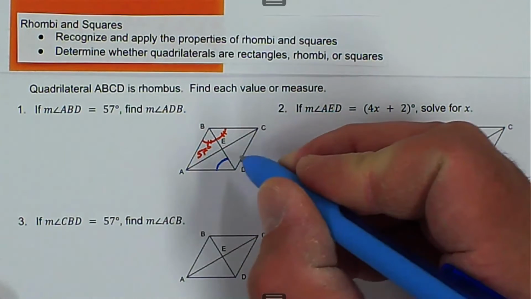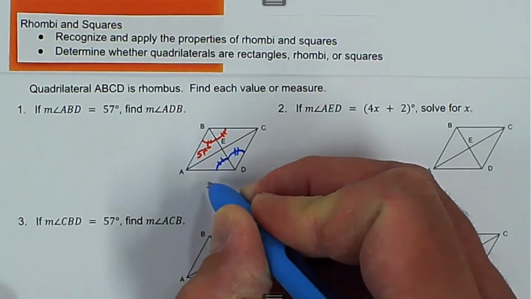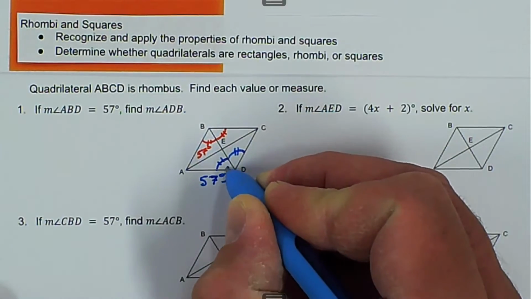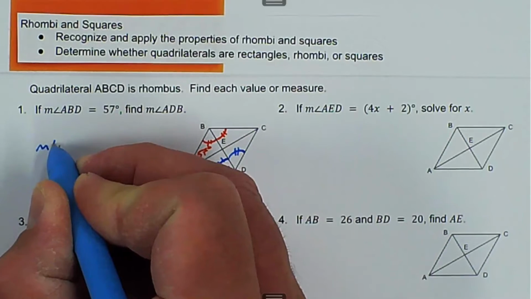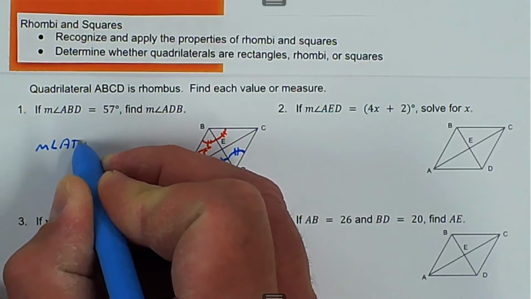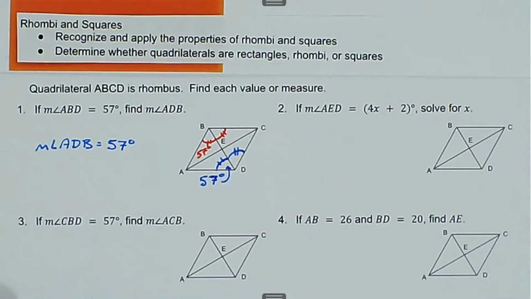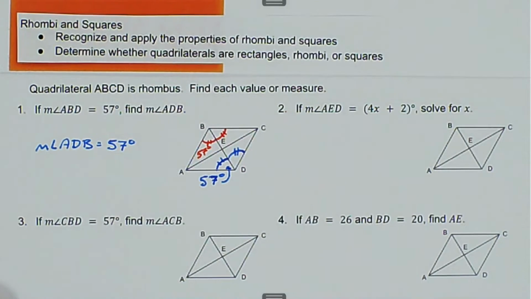Well, opposite angles are also congruent. So the angles on this side are also congruent. So that means that that angle has a measurement of 57 degrees. So the measure of angle ADB is equal to 57 degrees because diagonals bisect the angles and opposite angles are congruent.